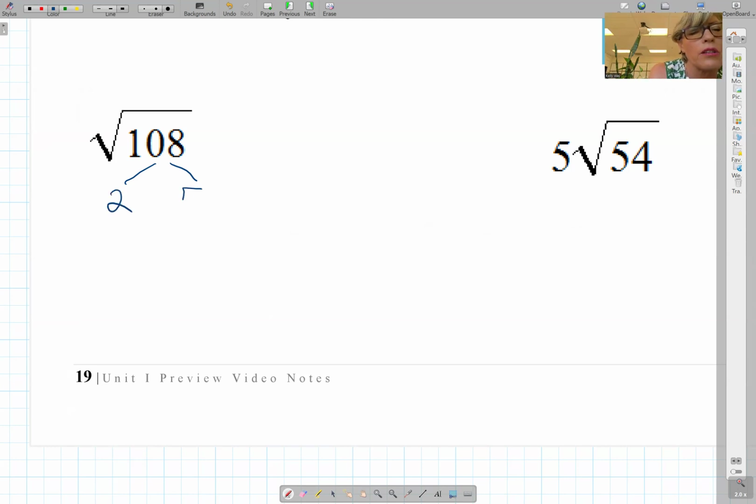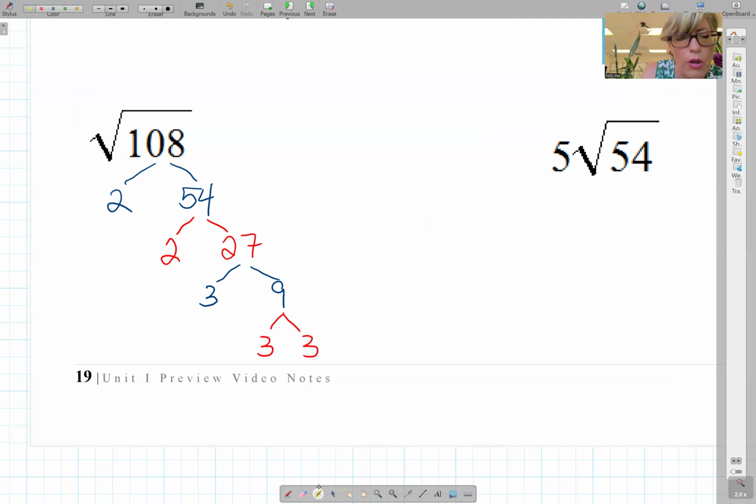So 2 and 54. And keep going down. 2 and 27. Now 2 no longer goes into 27, but I know 3 does. 3 and 9. You keep going until you get nothing but prime numbers. So these are the branches. You understand what I mean by branches? They branch off. These are the leaves, the prime numbers. You only look at the prime number leaves, quote unquote.